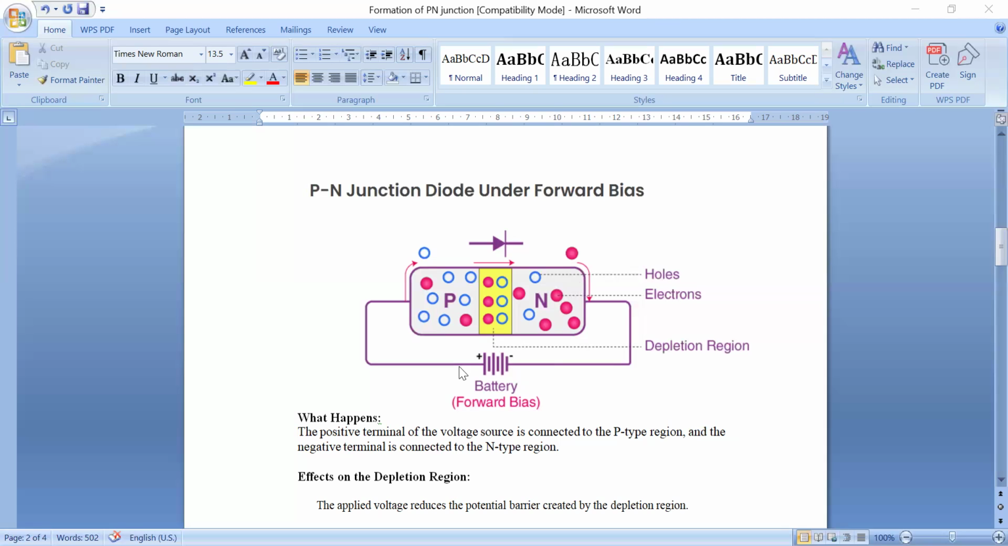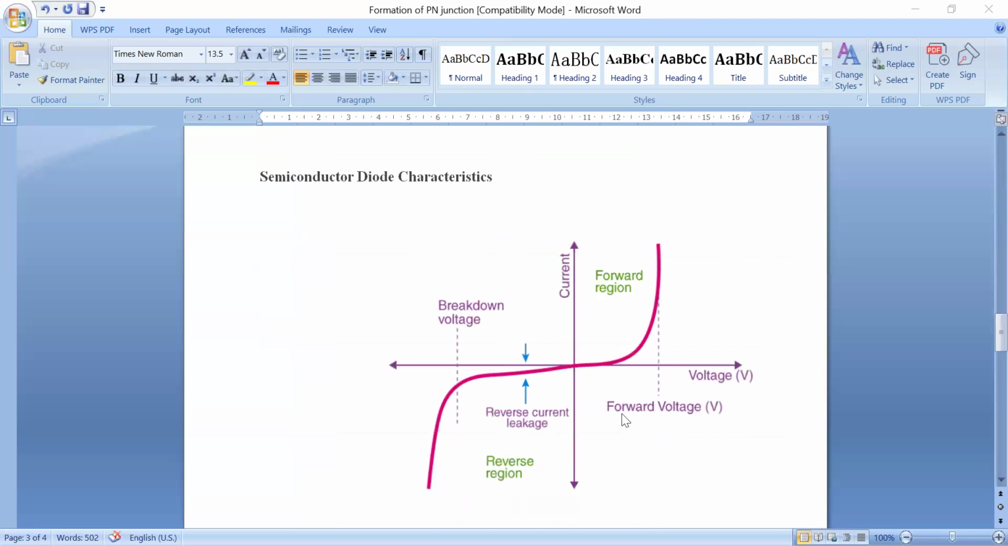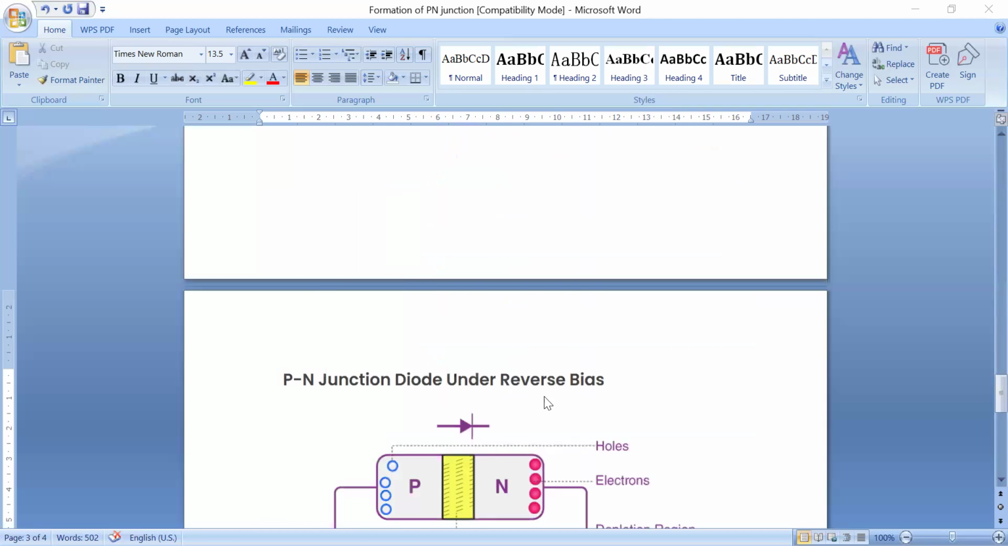So this current increases exponentially as you increase the battery voltage. So this is all about the forward bias. Under forward bias, the current flows exponentially. Initially the current is zero. After a certain forward voltage, that is the knee voltage, 0.7 volts for silicon and 0.3 volts for germanium, the current starts to increase. This is called the forward region. Then this is the reverse bias characteristics.